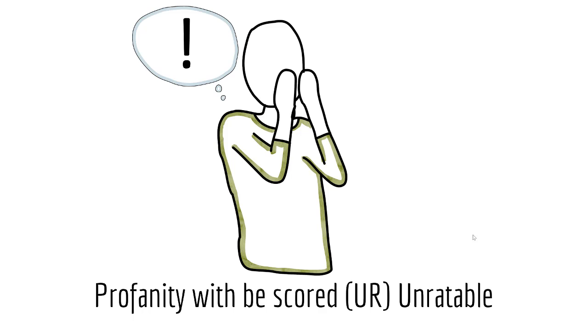Immediately before administering the speaking test, warn students that if they record profanity or other inappropriate language, including talking with other students during testing, it will be reported to their teachers and will receive a score of unrateable, UR.